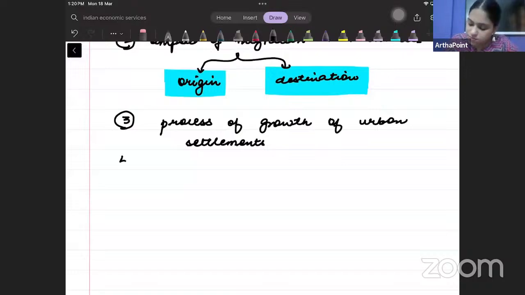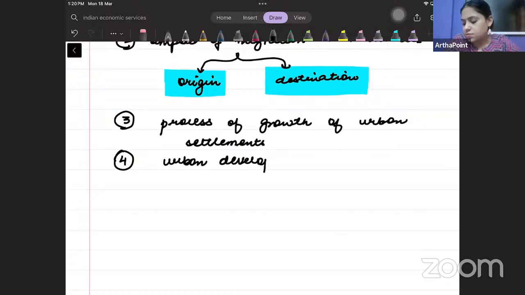At last, we will talk about urban development strategies. Right, beta? We will talk about the urban development strategies. So this is the aim of this unit.